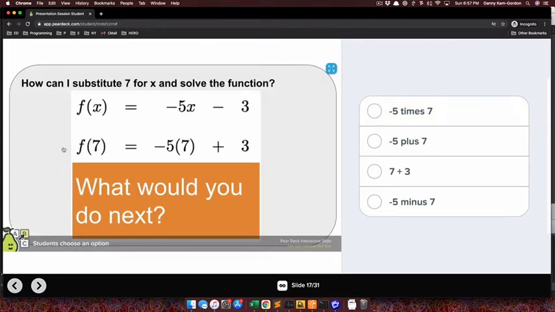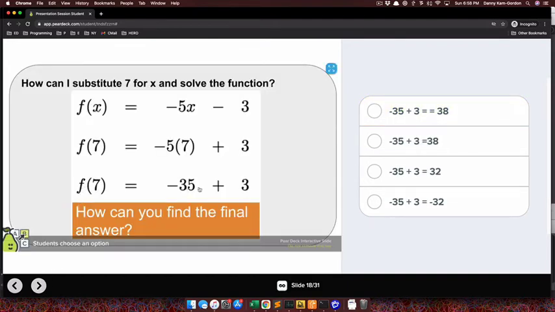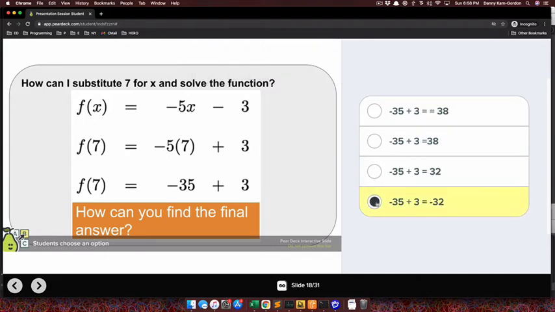And now we have this f of 7 is equal to negative 5 times 7 plus 3. And this negative 5 and 7 is a multiply, because whenever you have parentheses, that means multiply. So we're going to say negative 5 times 7. And finally, if we have negative 35 plus 3, let me just try it on a calculator here. Negative 35 plus 3 gives me negative 32. So we know it's going to be this one right here.